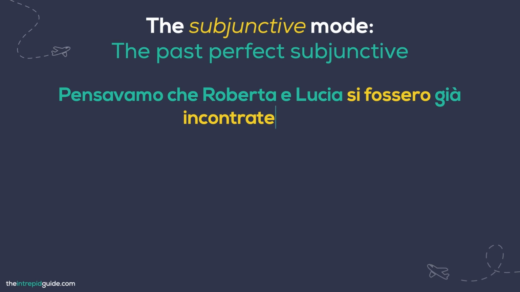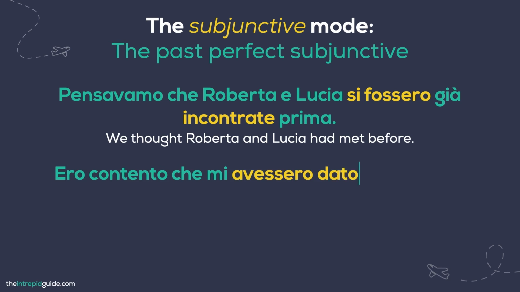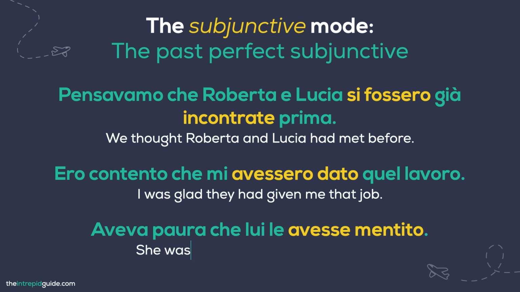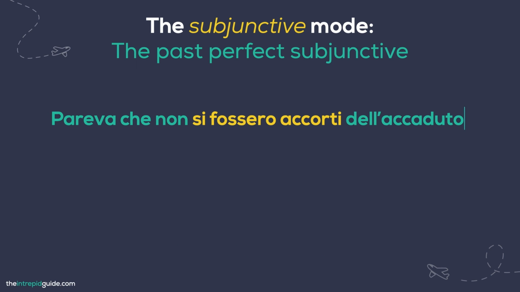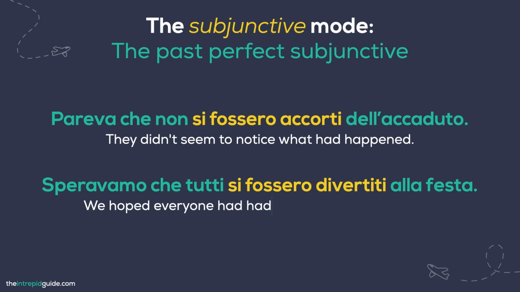Pensavamo che Roberta e Lucia si fossero già incontrate prima. We thought Roberta and Lucia had met before. Ero contento che mi avessero dato quel lavoro. I was glad they had given me that job. Aveva paura che lui le avesse mentito. She was afraid that he had lied to her. Pareva che non si fossero accorti dell'accaduto. They didn't seem to notice what had happened. Speravamo che tutti si fossero divertiti alla festa. We hoped everyone had had a good time at the party.